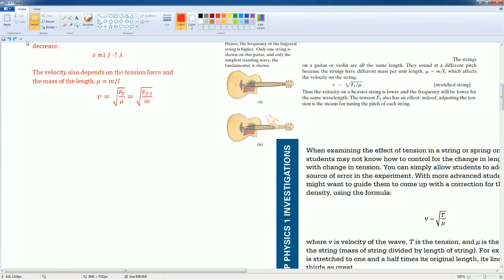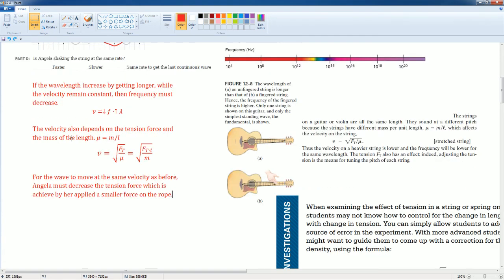That is what this part is trying to get you to understand. So, for the wave to move at the same velocity as before, Angelica actually must decrease that F_T, the tension force, which is achieved by her applying a smaller force on the rope. That's it. So the first part, the answer is that she has the same rate for the continuous wave, because here it says that the v remains constant. This is the speed of the wave.